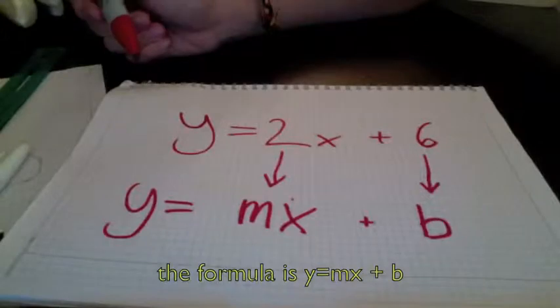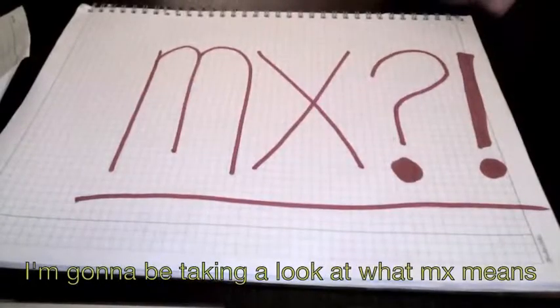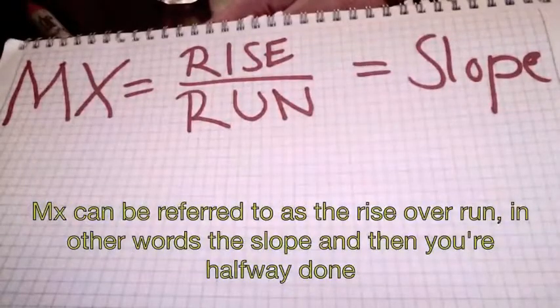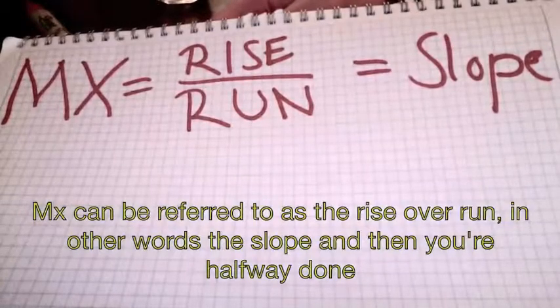The formula is y equals mx plus b. You're gonna learn faster if it's coming from me. Firstly, I'm gonna be taking a look at what mx means. Mx can be referred to as the rise of a run. In other words, a slope, and then you're halfway done.